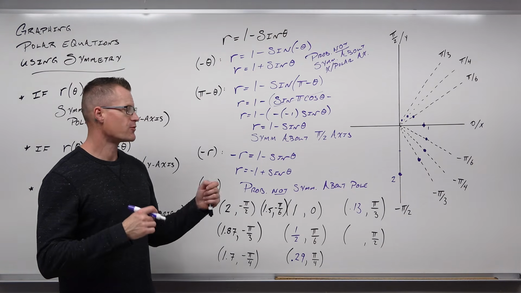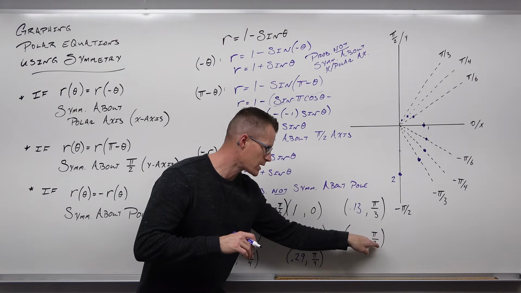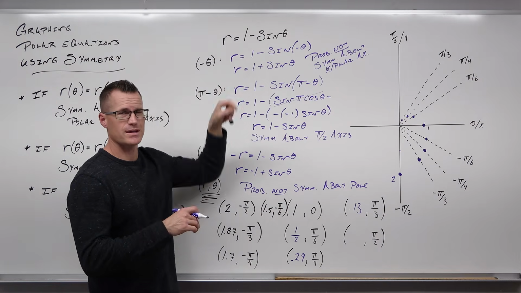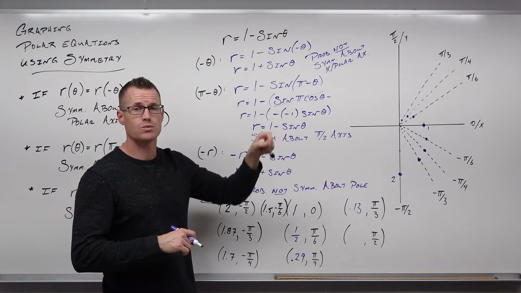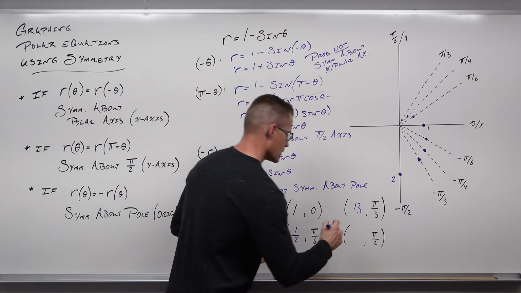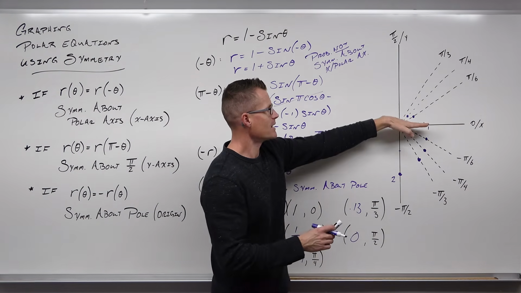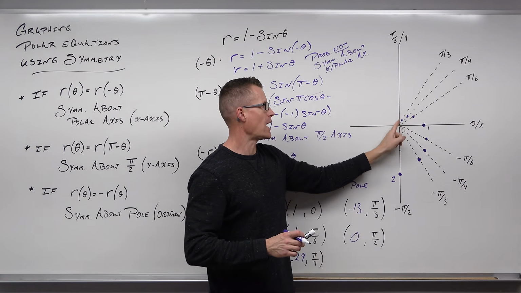Pi over 2. Sine of pi over 2, remember, this is what we're doing. We're plugging our angles into there to get our r. That's our distance from the pole. Sine of pi over 2 is 1. 1 minus 1 is 0. So that says, at an angle of pi over 2, you are at that pole.